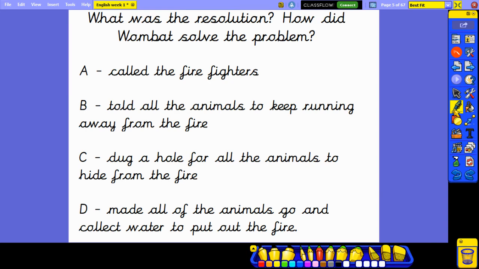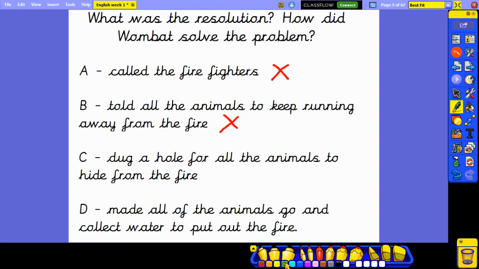Right, how did Wombat solve the problem of the fire spreading from tree to tree? Unfortunately, he wasn't able to call the firefighters. He knew the animals probably shouldn't keep running away from the fire. Wombat said that you won't be fast enough. C. Dug a hole for all the animals to hide from the fire.